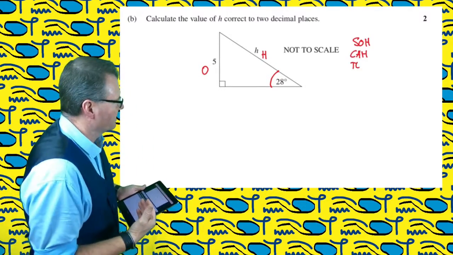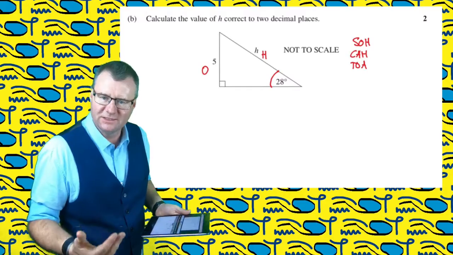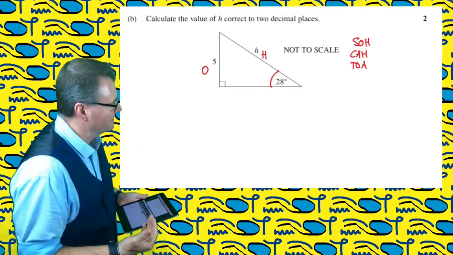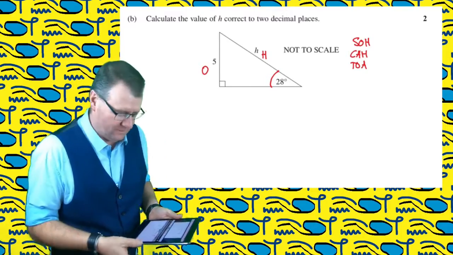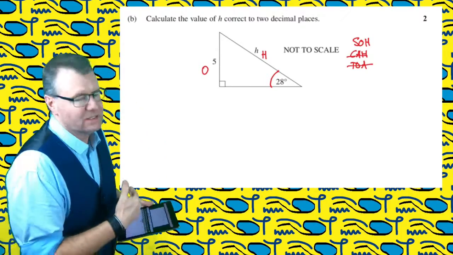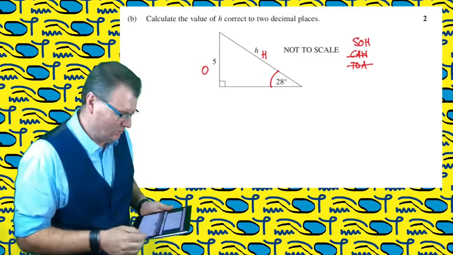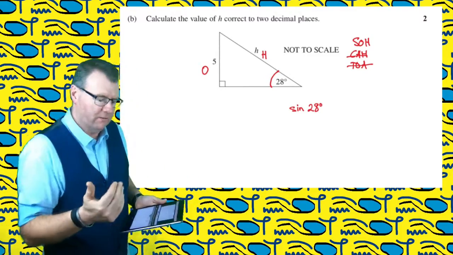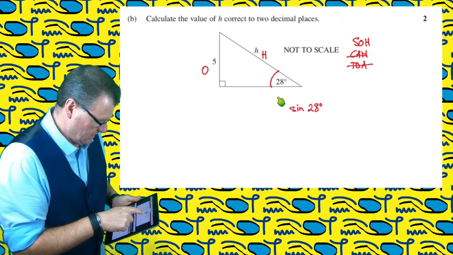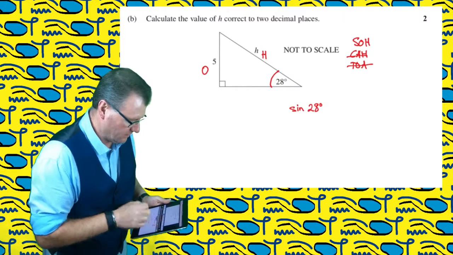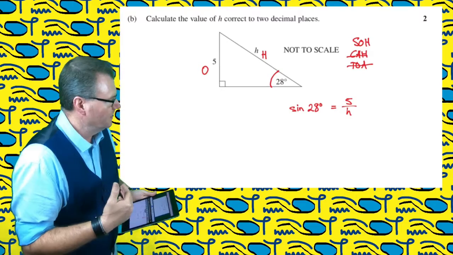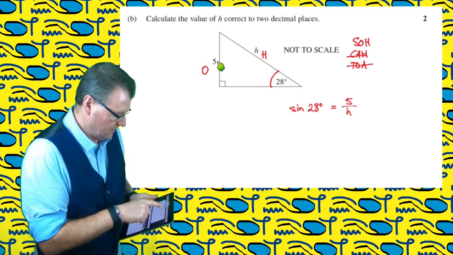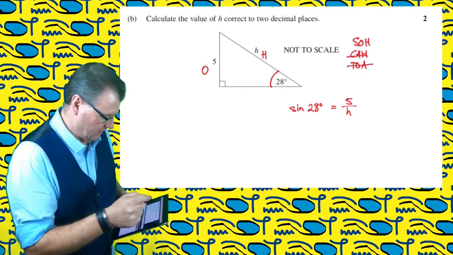So if I think about my trig ratios, SOH CAH TOA, sine, cos and tan, I can't use anything that needs an A or an adjacent value because I've got nothing about that. So I can scratch cos and tan. I'm going to have to use sine. In this case, I can say my angle of reference is 28 degrees. So my sine of 28 degrees equals the opposite over the hypotenuse, in this case my 5 over my h.